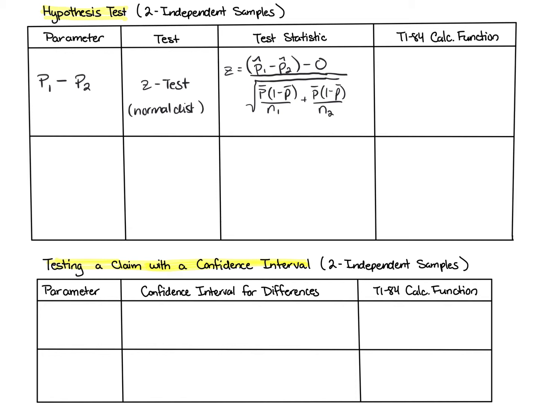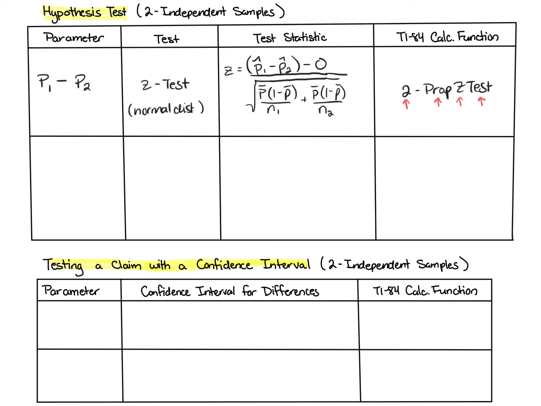If you're using your TI-84 calculator, then the function that you're going to use to get your test statistic and your p-value is going to be a two proportion z-test. Okay, let's think about this. Two, because you have two independent samples. Proportion, because the parameter is dealing with a proportion, and we always approximate with a normal distribution, so we're going to do a z-test, and then test means you're performing a hypothesis test.